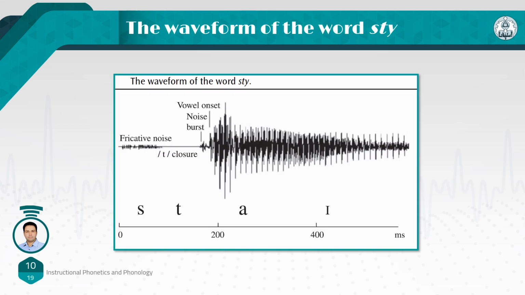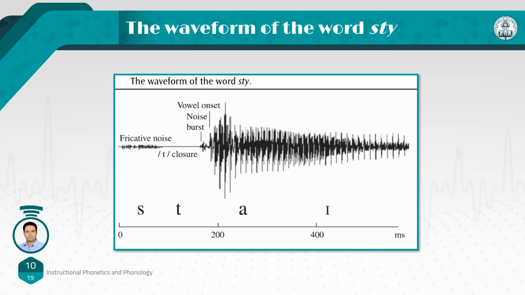This figure shows the acoustic waveform in the word sty. You can see the small variations in the waveform corresponding to the fricative s at the beginning. Then t closure. As you can see, we have very small lines for the fricative noise s, and afterwards we have a straight line without any waves. So this is followed by a straight line during the period in which there is no sound, because there is a complete stop for t.